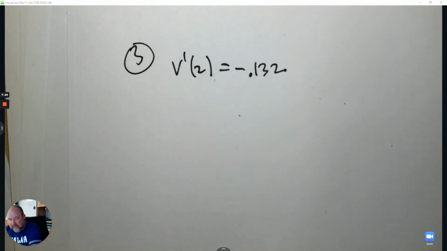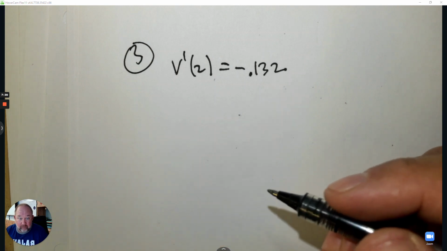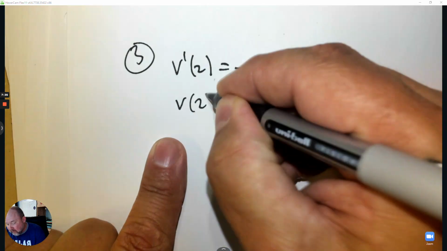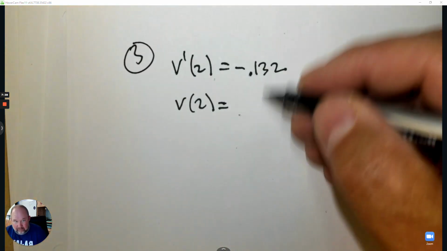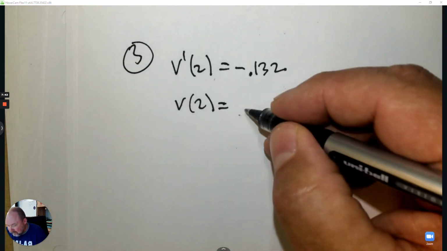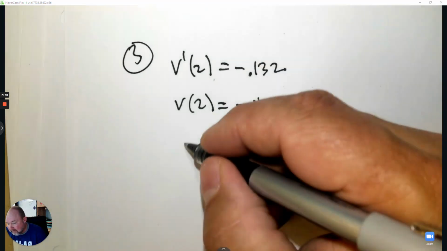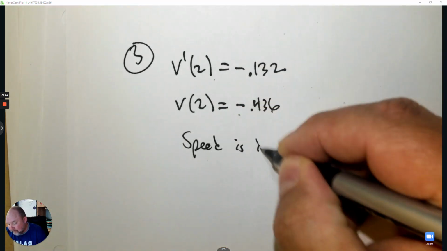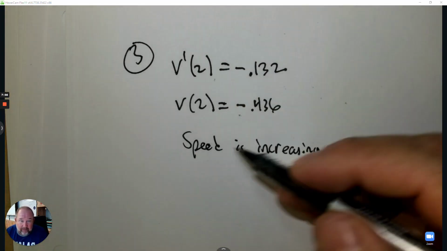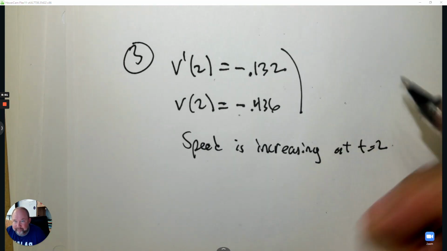The next question is, is the speed increasing or decreasing at 2? So in order to understand that, I need to know what the velocity is at 2 and then compare these numbers. So the acceleration is that number. What's the velocity at the same number? So use your calculator and plug it in. And notice the signs are the same. That means the speed is increasing. If the signs were different, then the speed would be decreasing. So if they both are positive or both negative, it's increasing. And this is the reason why.